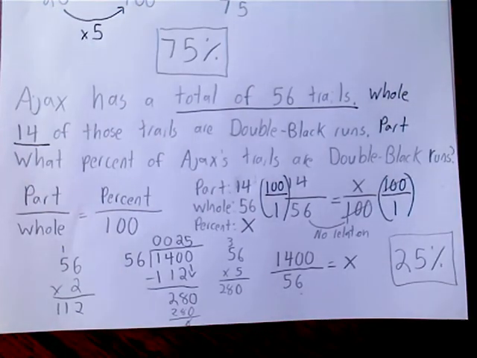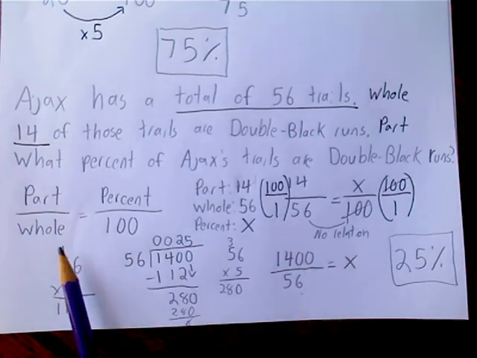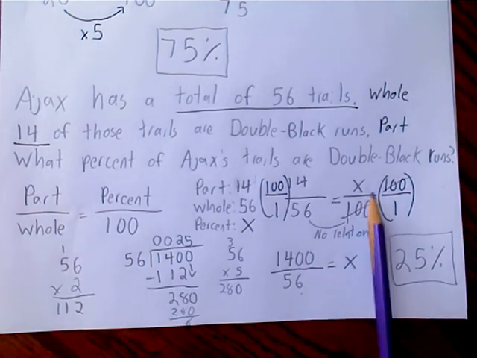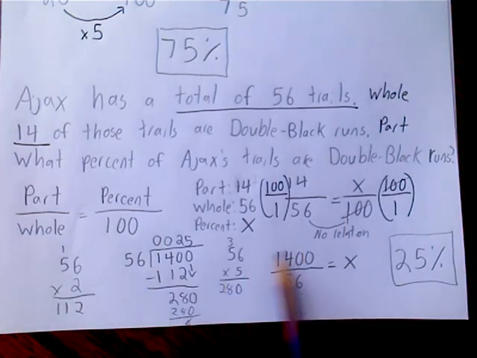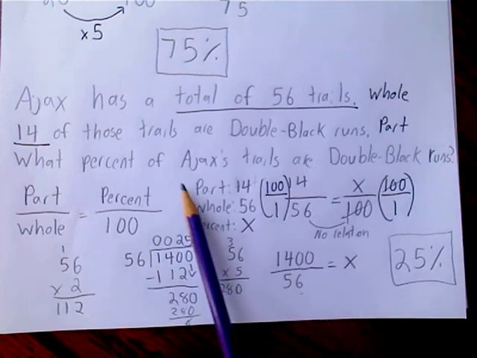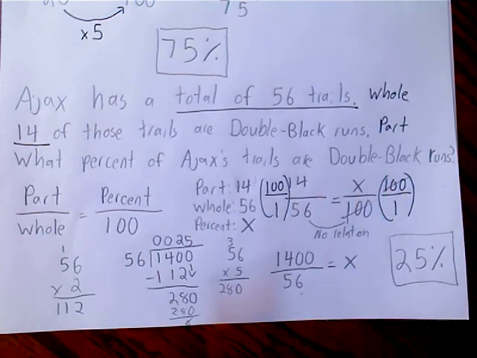Okay, to recap, we created a proportion based off of our key here, and we solved for x by doing it algebraically. That's why we had to do all these extra steps over here. And our answer is 25%. 25% of Ajax trails are double black runs.